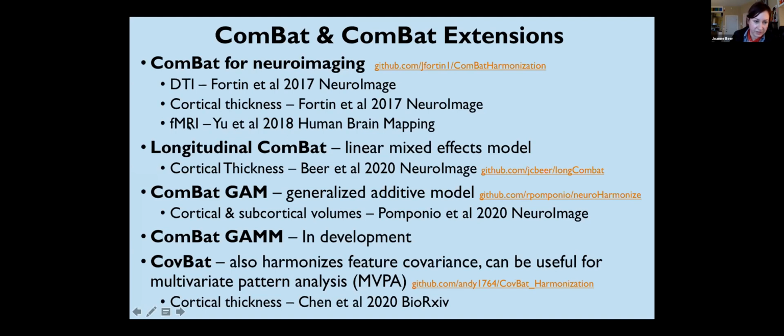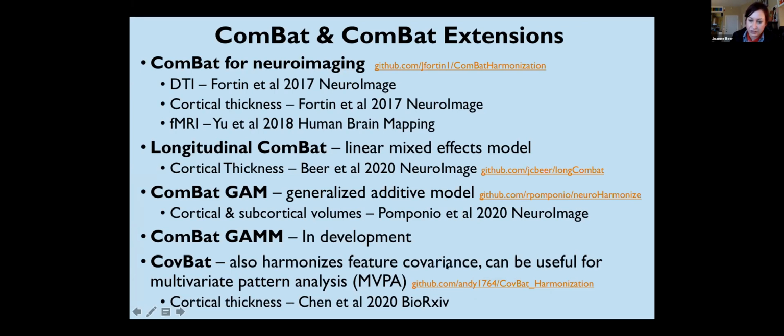Mei-Chen, you did some studies with fMRI using ComBat. And then recently, I worked on this longitudinal ComBat extension with my postdoc advisors. And Ray Pomponio, people have already mentioned some of this work, extended it to the generalized additive model. And we're working on a generalized additive mixed model implementation.